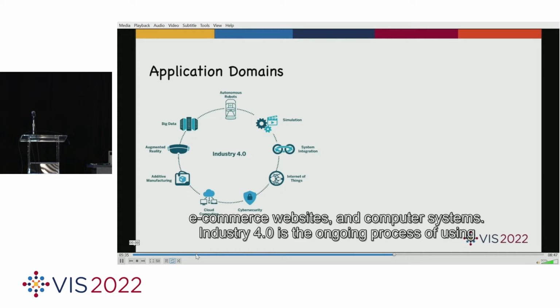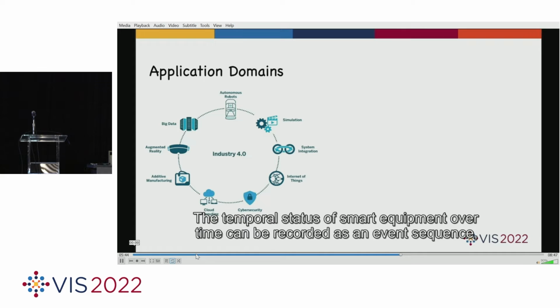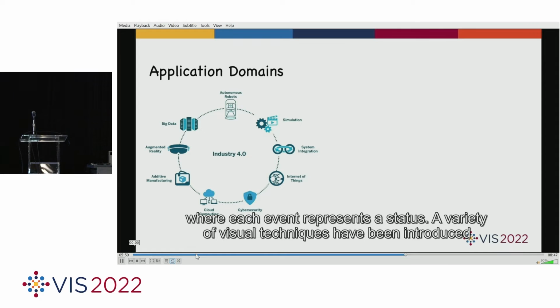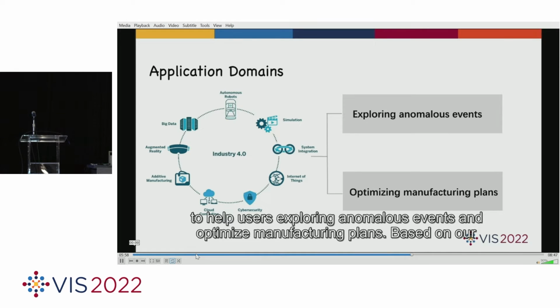Industry 4.0 is the ongoing process of using modern smart technology in industrial practices to achieve the automation of traditional manufacturing. The temporal status of smart equipment over time can be recorded as an event sequence, where each event represents a status. A variety of visual techniques have been introduced to help users explore anomalous events and optimize manufacturing plans.